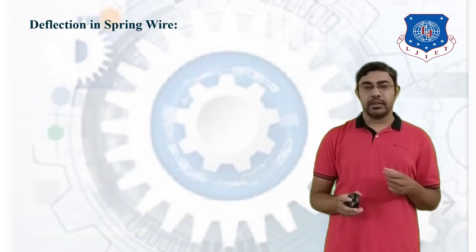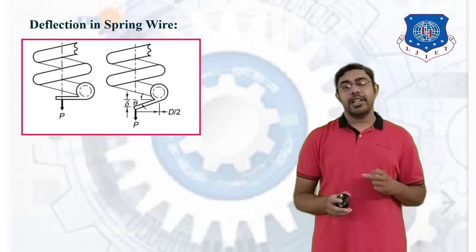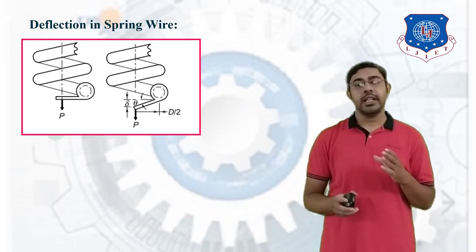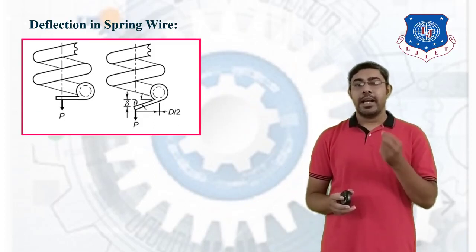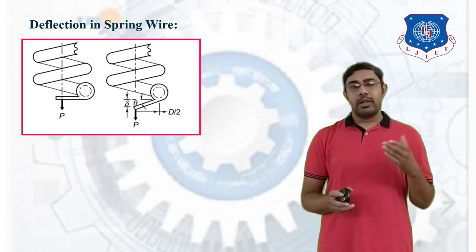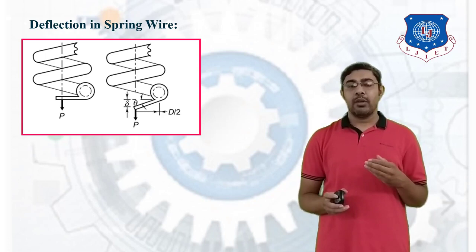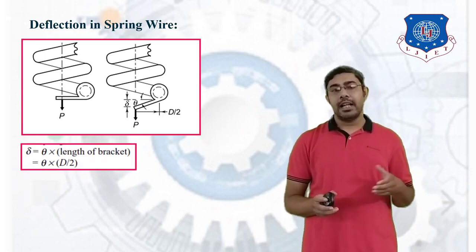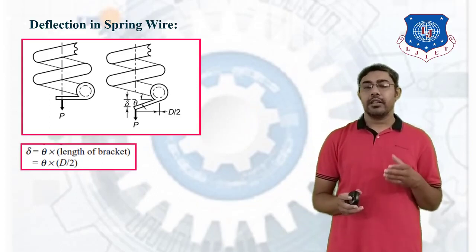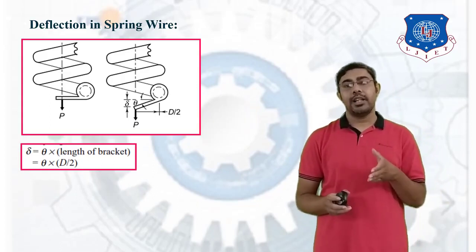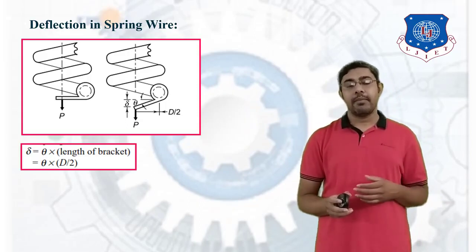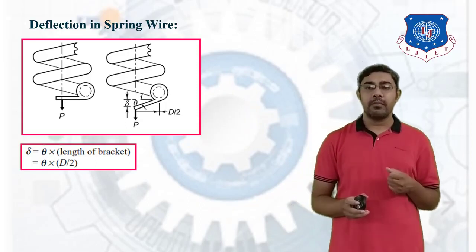Now consider the figure here. The spring is subjected to load P, and it is deflected by delta as shown in the figure. To calculate the deflection delta, we have to use the equation delta is equal to theta into the length of the bracket. So here the length of the bracket is capital D by 2, multiplied by theta. So we get the value of delta.